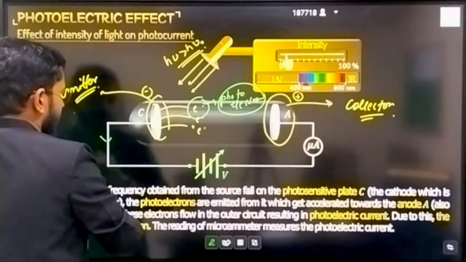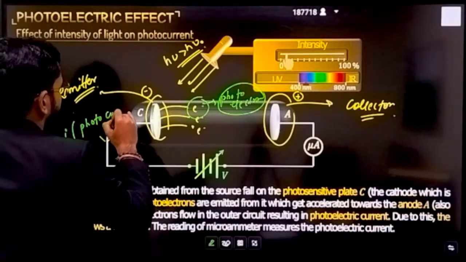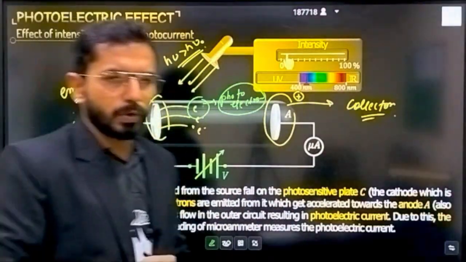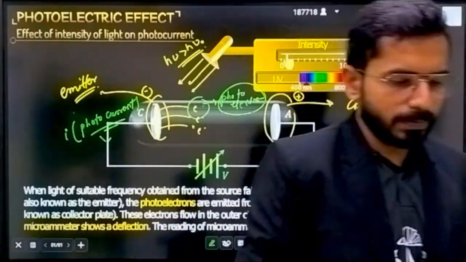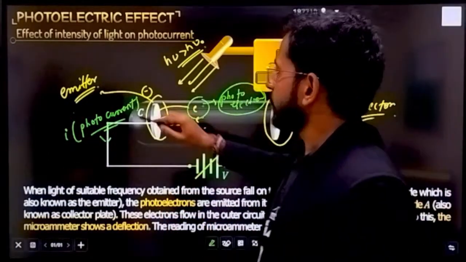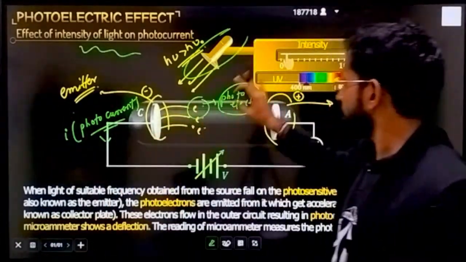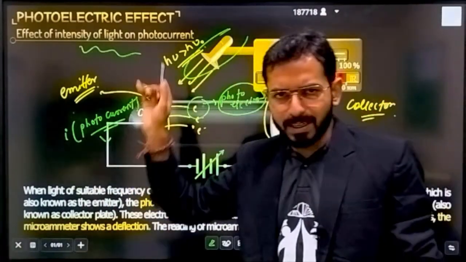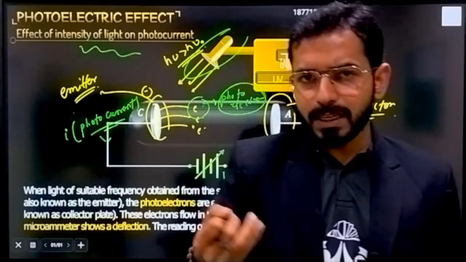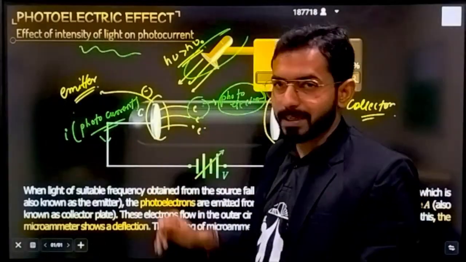If electrons start traveling, a current will be generated in the circuit, and that current is called photocurrent. Photocurrent will start flowing in the circuit. Simple thing, that is what we have understood till now. Now what will be the effect of the intensity of light? Let's suppose I am increasing the intensity of light from the torch. What is the meaning of increasing the intensity of light? It means I am increasing the number of photons incident here.